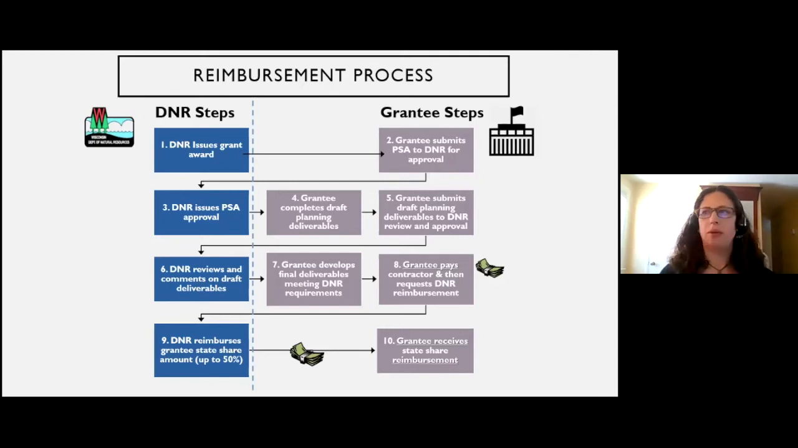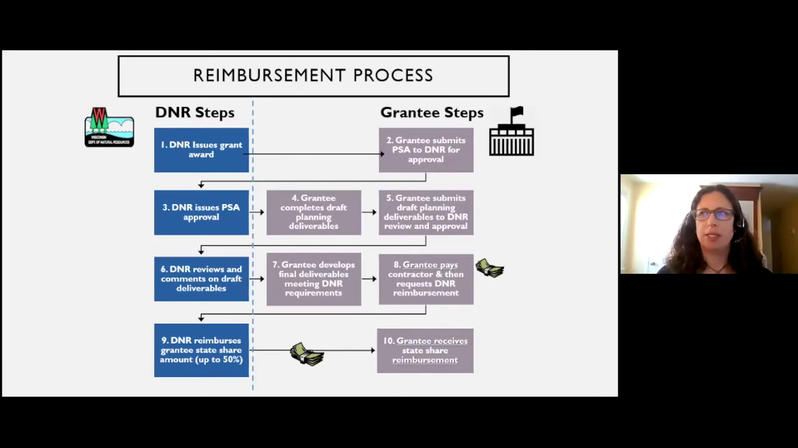Next, the grantee completes a draft of the planning deliverables and then submits the draft planning deliverables to DNR for review and approval. After DNR reviews and comments on the draft deliverables, the grantee develops final deliverables that meet the DNR requirements.